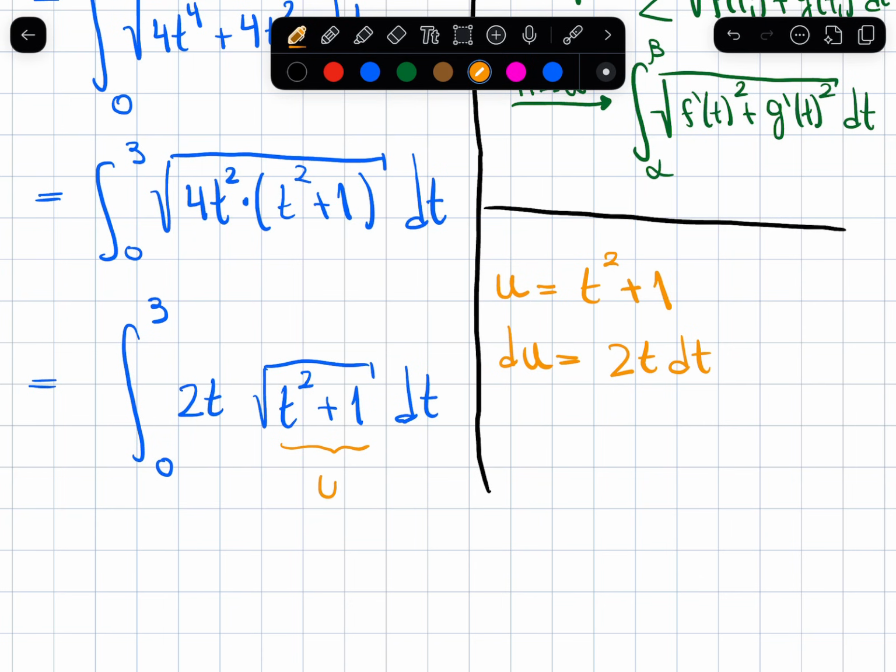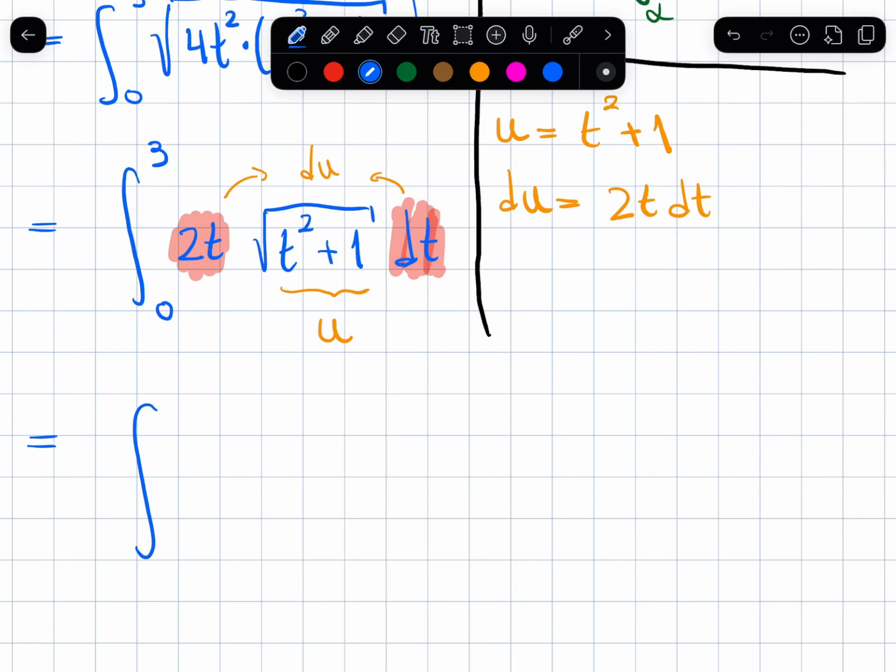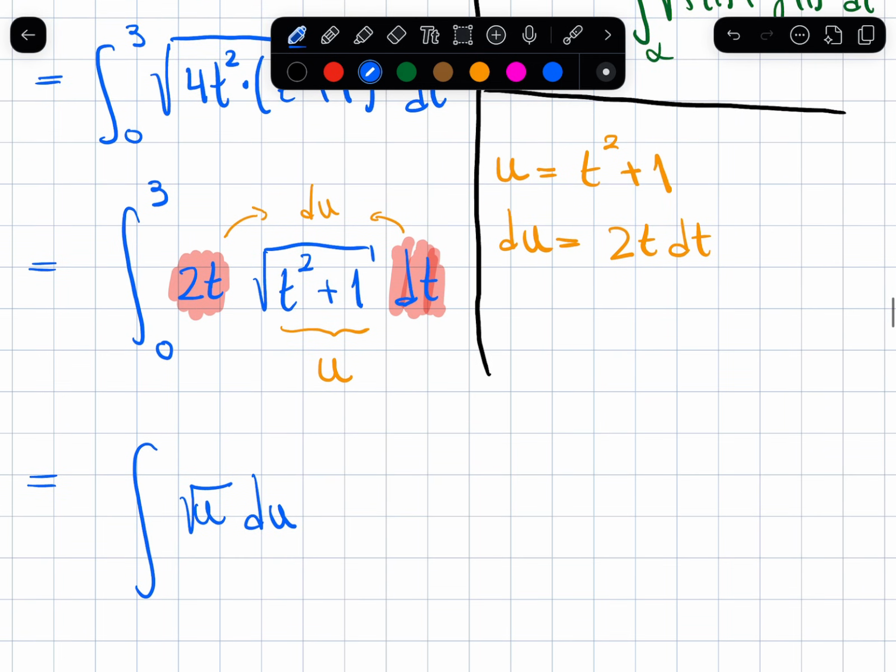So this is going to be u right here. Just the inside of the root is u. And these together will form my du. So my integral changes into the integral of the square root of u, du, I should say, right? And now when t is 0, u is 0 squared plus 1, which is 1. And when t is 3, u is 3 squared plus 1, so 10.